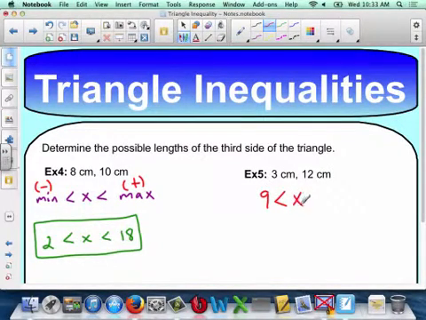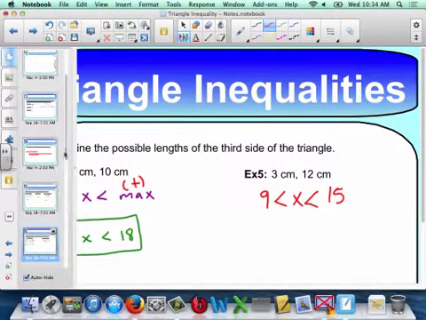I'm sorry, I didn't hear you say. Alexis, what would be my maximum value? Okay, so we subtract to get the minimum, add to get the maximum. You guys need to put that in your notes. I'm not going to go over that again. Can we get that very clear? Subtract to get the minimum, add to get the maximum.